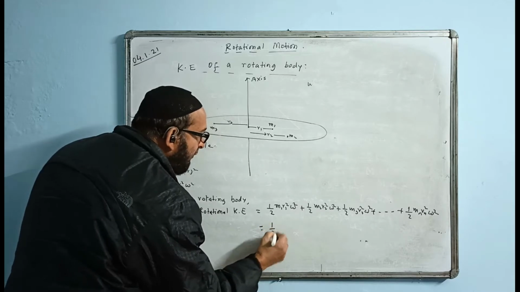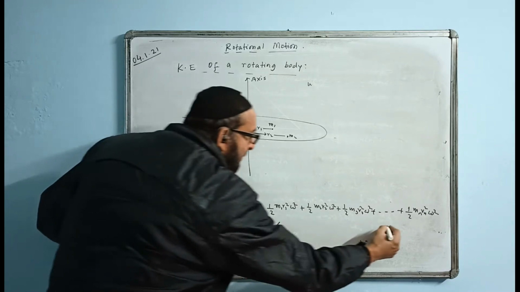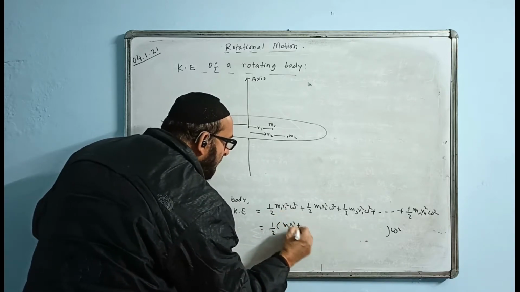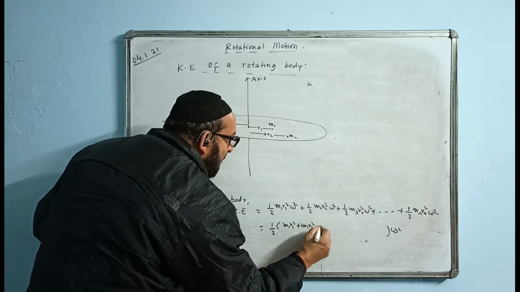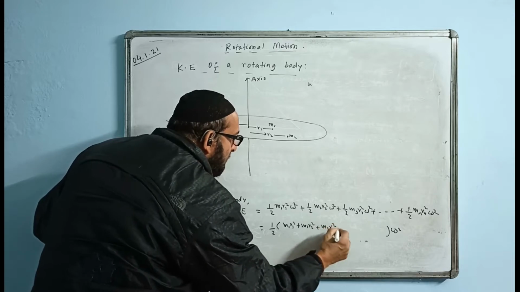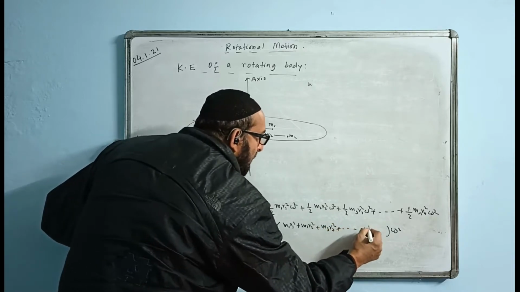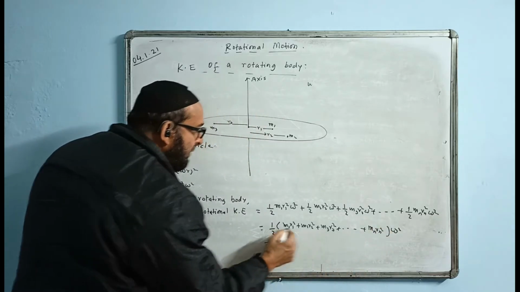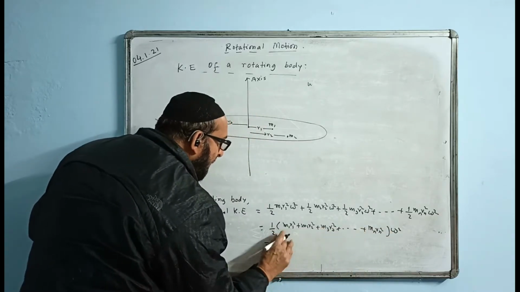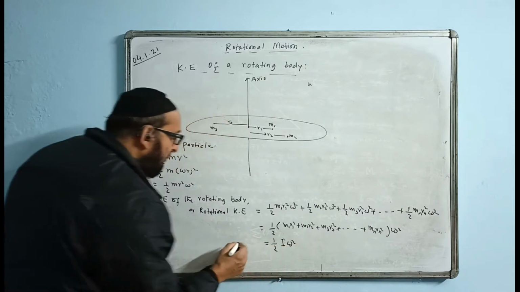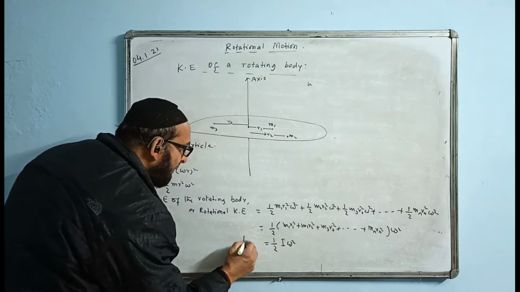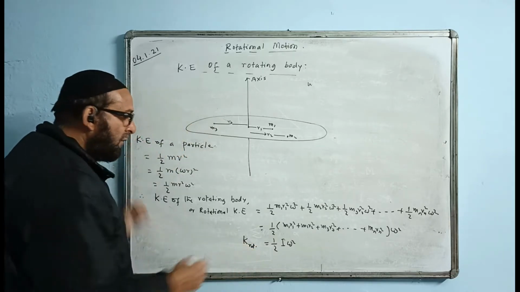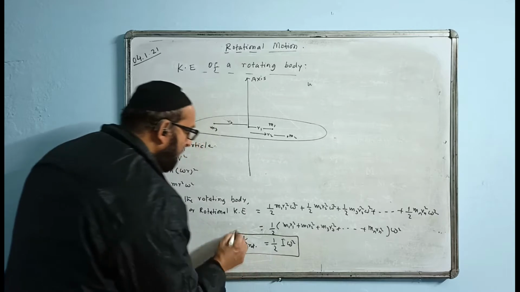We'll take half common, and omega square I'll keep outside, and I'll write m1 r1 square, m2 r2 square, m3 r3 square, and so on, mn rn square here. This thing we are calling I. Write here I omega square. This is the formula of rotational kinetic energy. We write K rot, K rotational. K rotational formula is half I omega square.